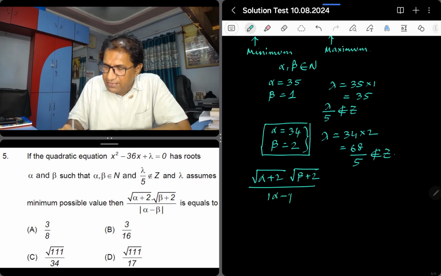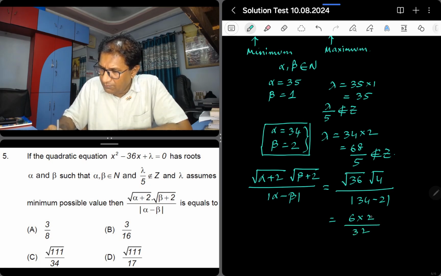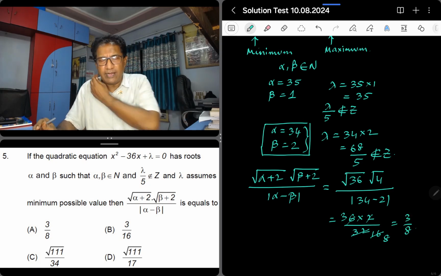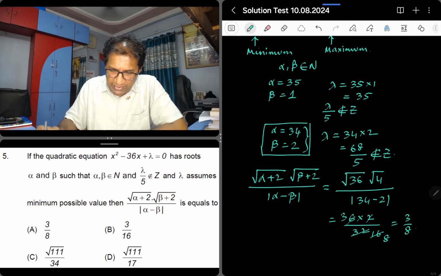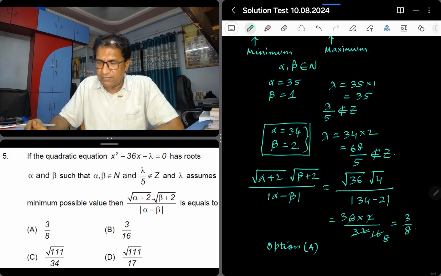Therefore, the required value of the given expression, which is alpha plus 2 into beta plus 2 divided by mod of alpha minus beta, is basically root 36 into root 4 divided by modulus of 34 minus 2. So we are getting 6 into 2 divided by 32. Now if I cancel, we are getting the answer as 3 over 8. Therefore, the value of this expression is 3 over 8. Hence option A is correct. Okay.